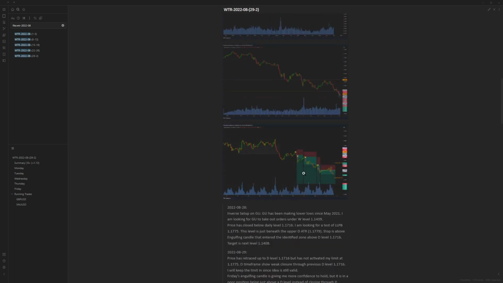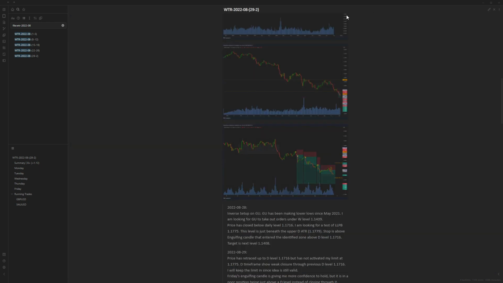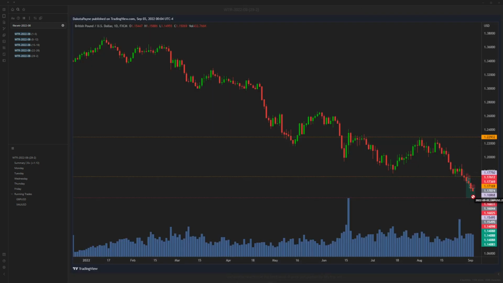Now, coming back to GU, there was a concern that I had here: price failed to close below this previous low, right? This previous swing low on the hourly time frame. And on the daily, that just shows that price.